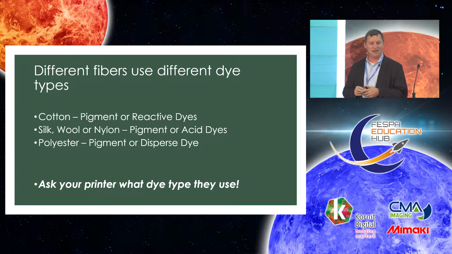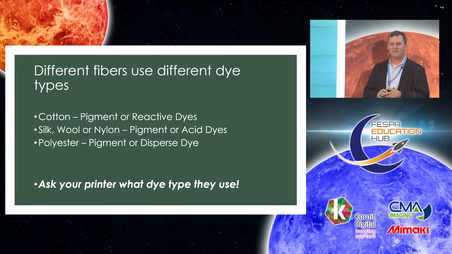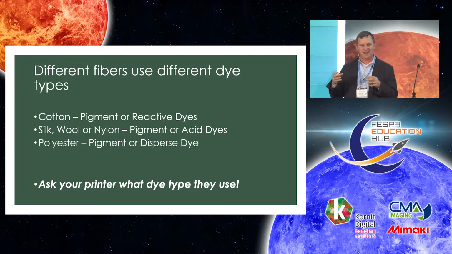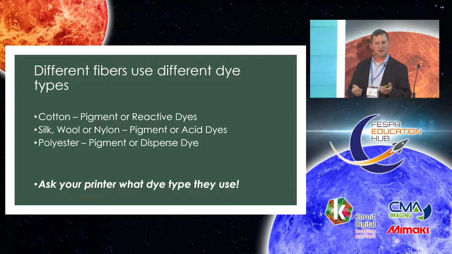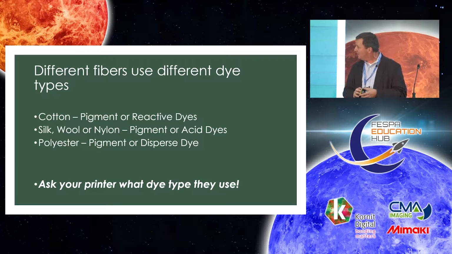For cotton, you'll hear a lot out on the show floor now about pigment printing. New developments in resins and binder technologies and vehicles for the ink over the last 2 years have allowed us now to put that ink through an inkjet printer, through an inkjet head. Silk, wool, or nylon: pigment or acid dyes. Polyester: pigment or disperse.